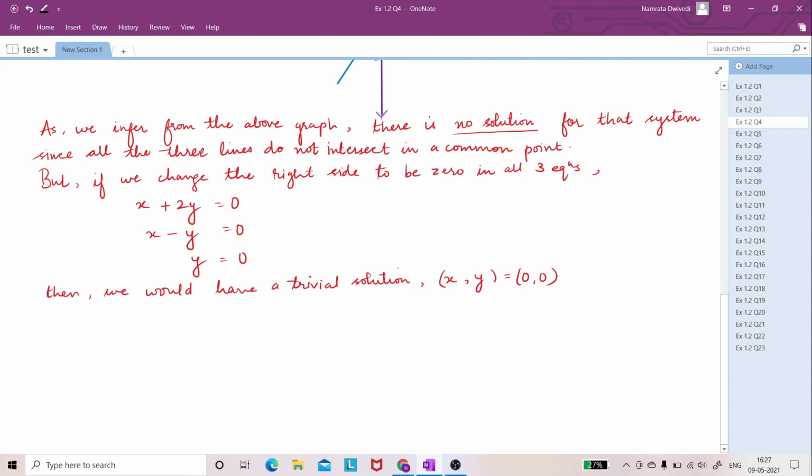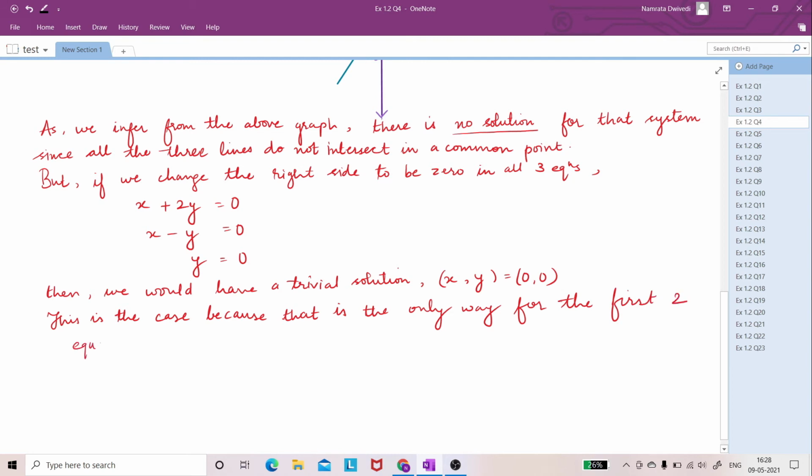We can be sure that this is the case because it is the only way for the first two equations of the system to hold. Okay, so why? What is the reason? This is the case because that is the only way for the first two equations of the system to hold. Okay, that is these two equations.